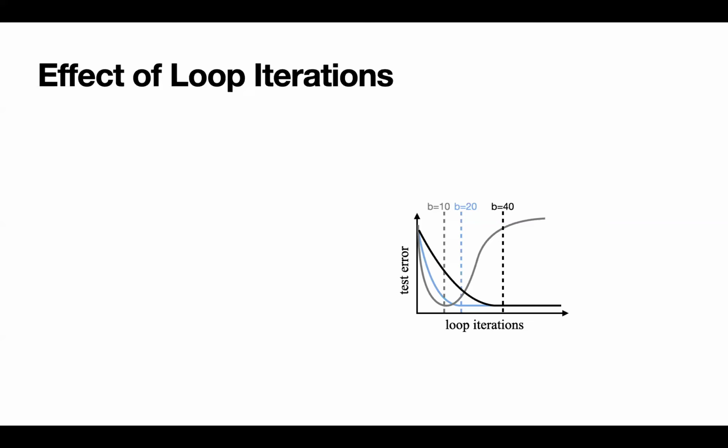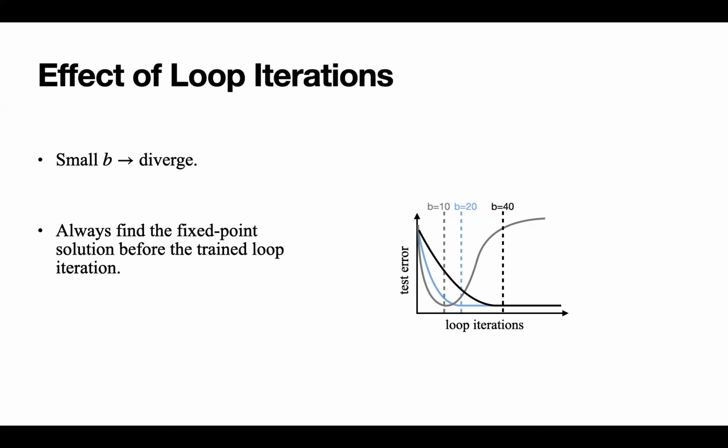But if you see the curve, you can see that, if you call this an algorithm, the algorithm converges slower compared to the algorithm found by this curve. So there's kind of a trade-off, but the value of B is important, where smaller B will result in a diverged curve like this. And we will always find a fixed point solution before the train B's.